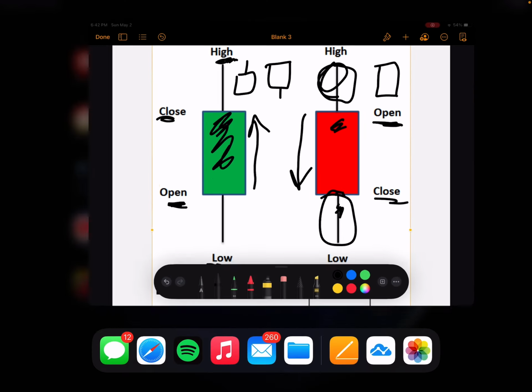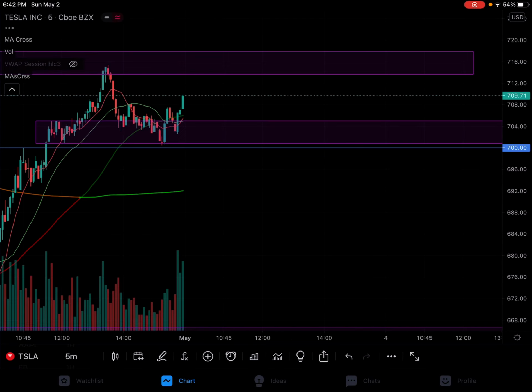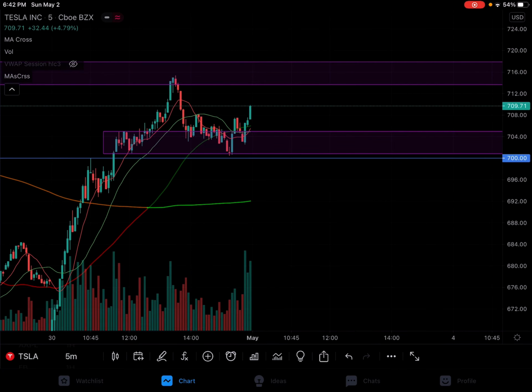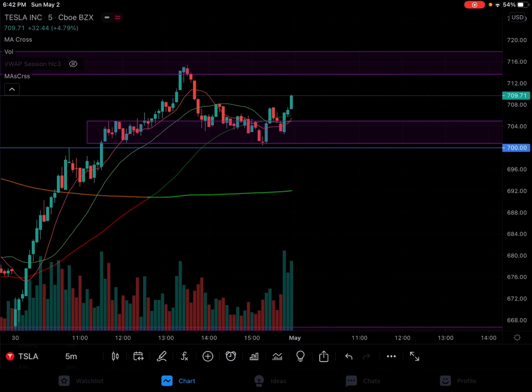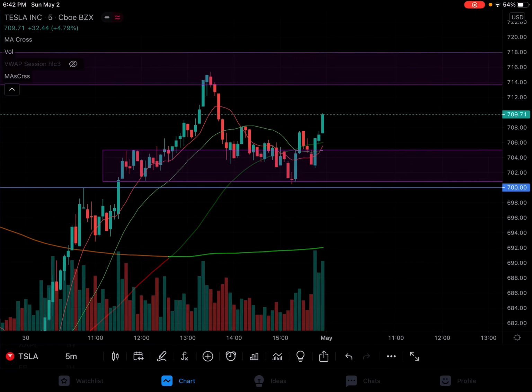Alright, so let's go to a live example of a reversal candle. Right here, we have a doji. This is a perfect reversal.